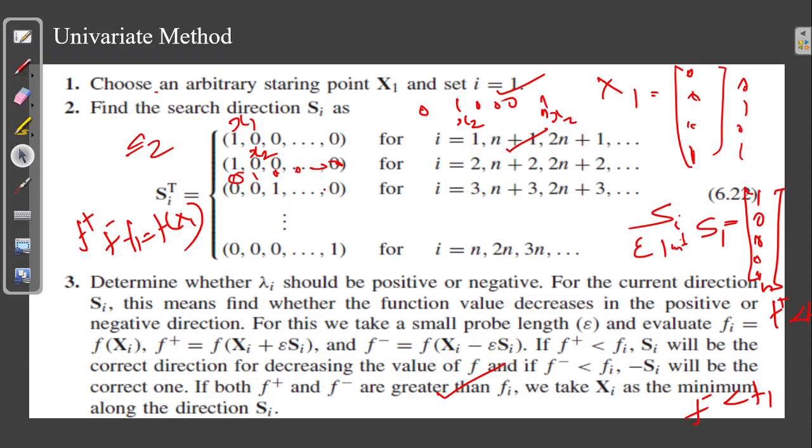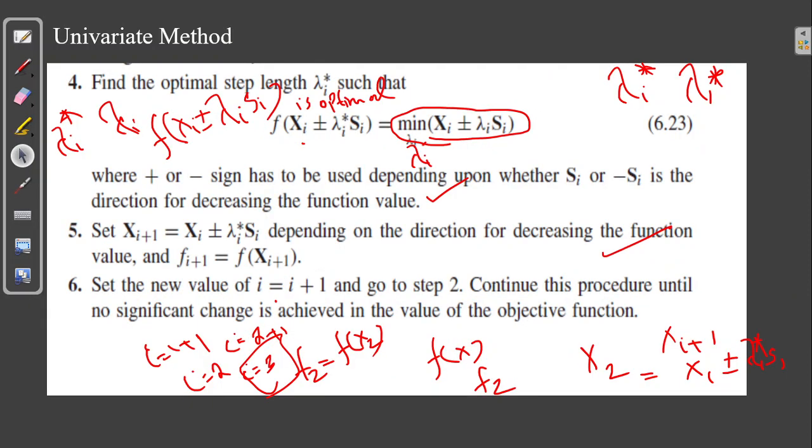So from step 2 we will jump to step 3, and then step 4, then step 5, and finally step 6. Then you will get I equal to 3, and also we will get F3, that is F of X3, the new optimized or minimized function value, and the optimum point X3.